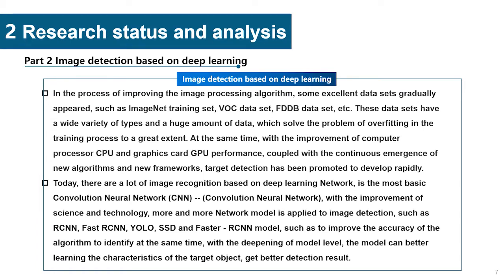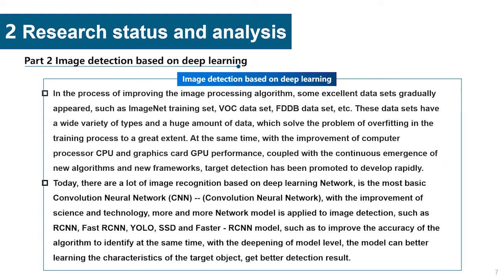Image detection based on deep learning. In the process of improving the image processing algorithm, some excellent datasets gradually appeared, such as the ImageNet training set, VOC dataset, FDDB dataset, etc. These datasets have a wide variety of types and a huge amount of data, which solves the problem of overfitting in the training process to a great extent.